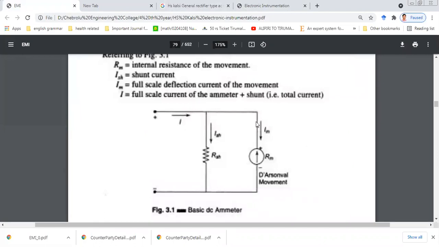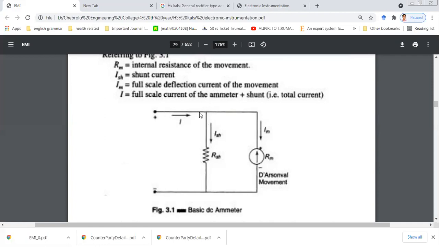So this is a basic meter movement. It has internal resistance Rm and full deflection current of Im. This is the shunt resistance. A resistor is connected in parallel with the meter.